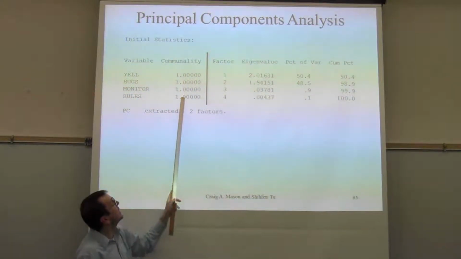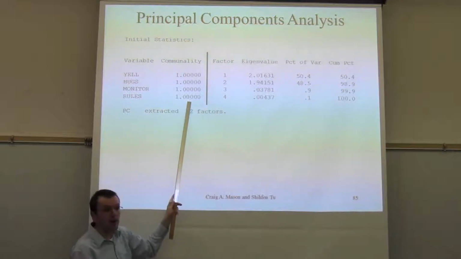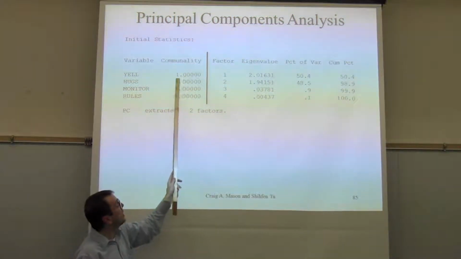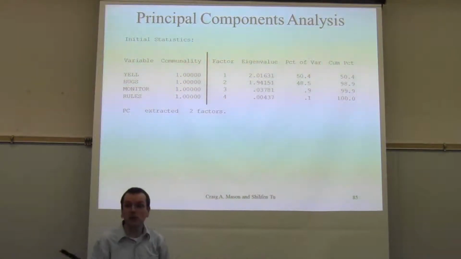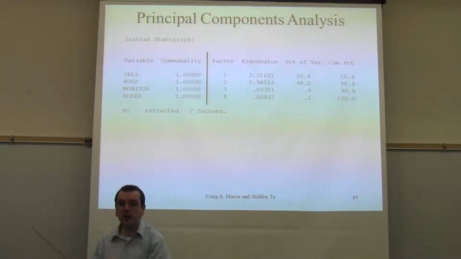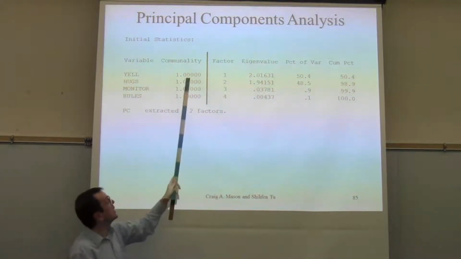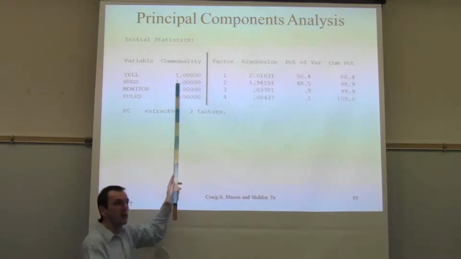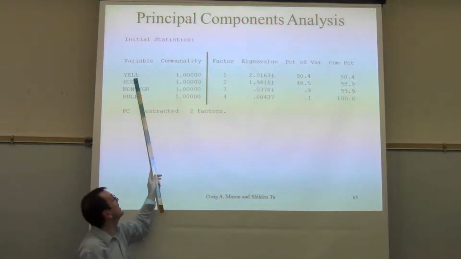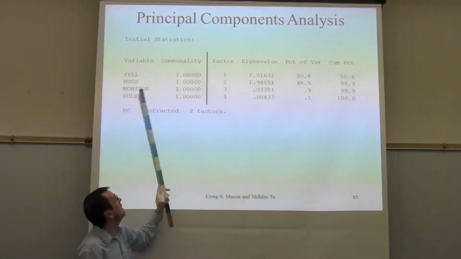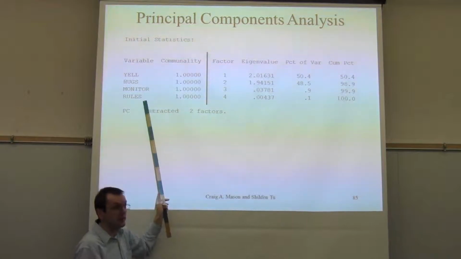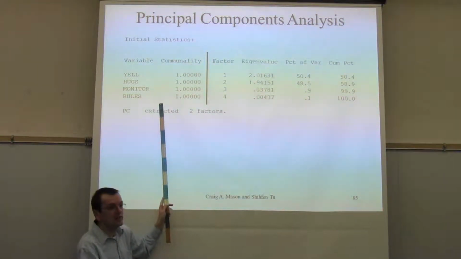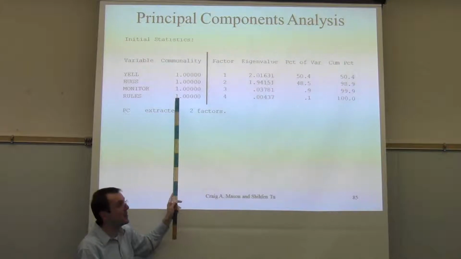Here, communalities, we'll talk about this more in a minute, but notice they're all equal to 1. And that just means you're starting with all of the information in each variable. That 1 just means you've got 100% of the information in yelling, in hugging, in monitoring, in rules. It's completely meaningless at this point. It just means everything's there.